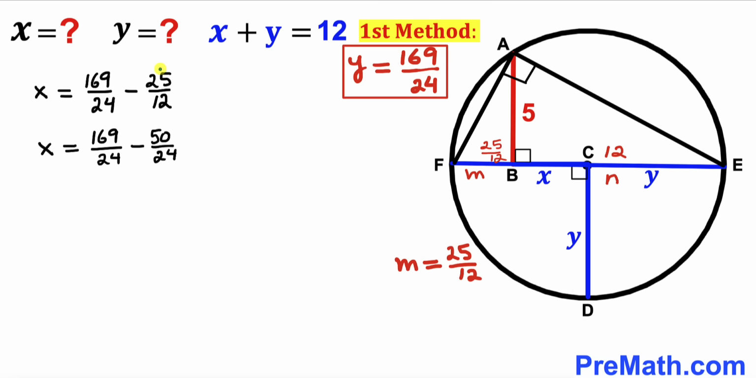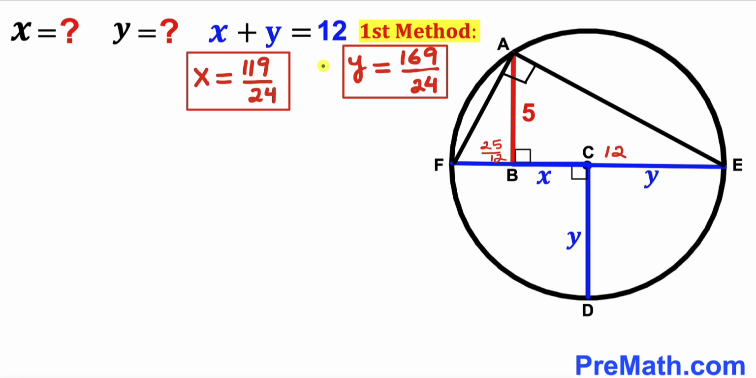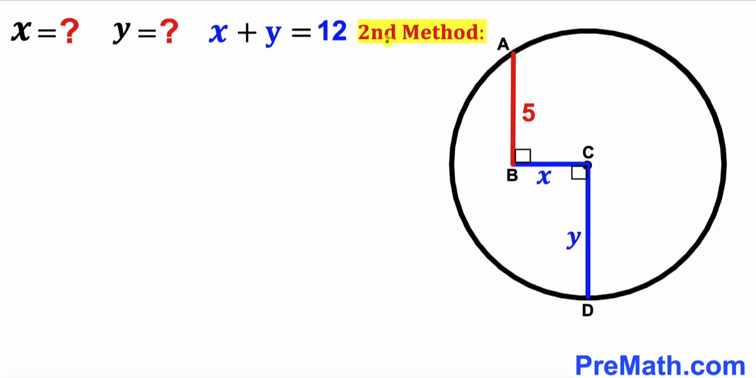And now we can tweak this 25 divided by 12 as 50 divided by 24. That is going to be equal to 119 divided by 24 units. So thus our x value turns out to be 119 divided by 24, and y value is 169 divided by 24 by using the very first method. And now let me share with you the second method as well.